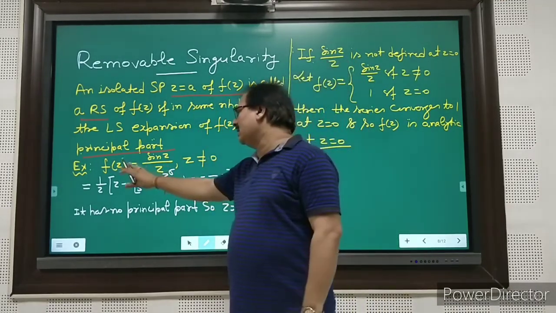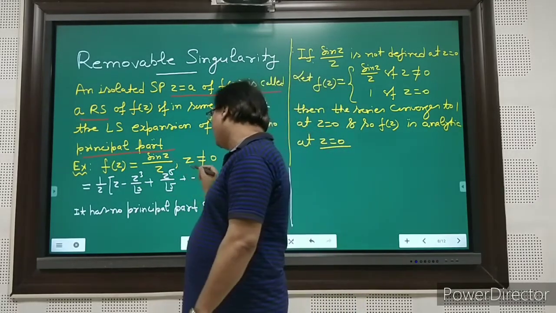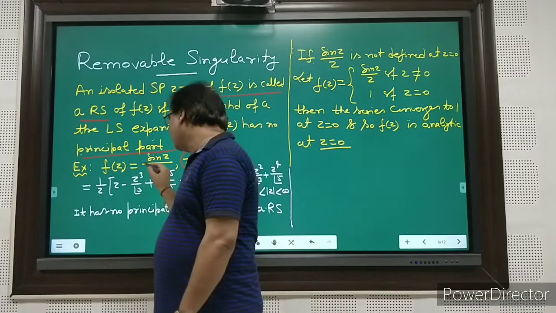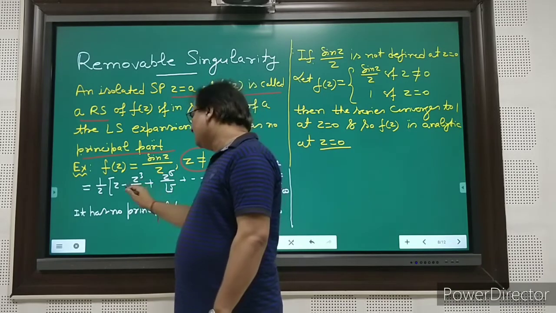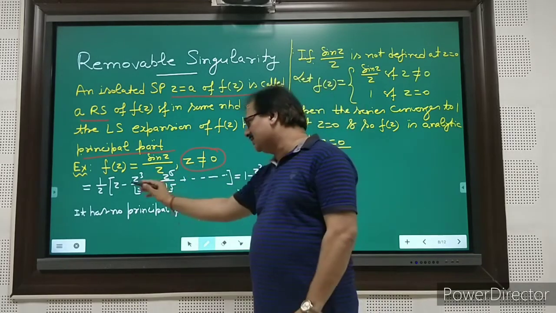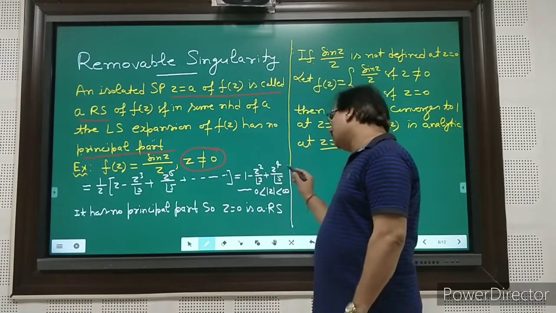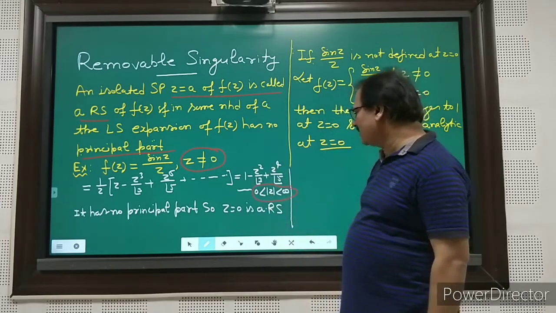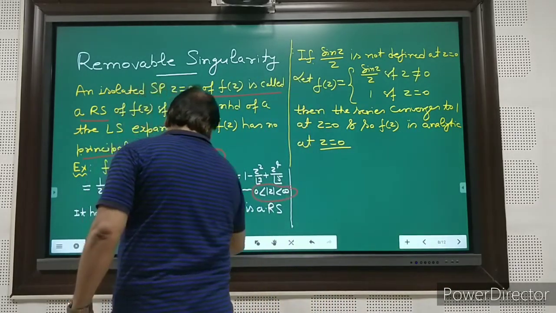How? Let us suppose this is an example, a beautiful example in mathematics: f(z) = sin z / z, where z is non-zero, z should not be 0. Then you can expand the series of sin z: z - z^3/3! + z^5/5! and so on. After multiplying 1/z into this series, you will get 1 - z^2/3! + z^4/5!, provided 0 < |z| < infinity. So it has no principal part. You can look at it easily.